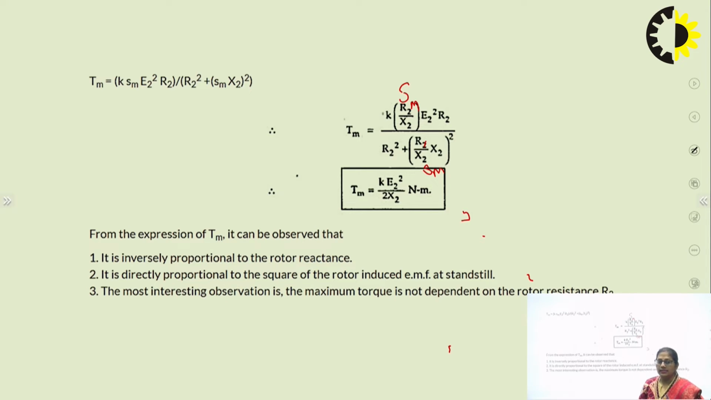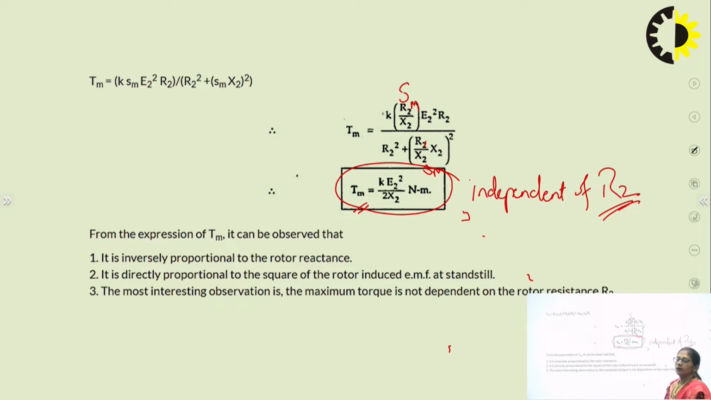Just once again, see this equation very nicely. If I see this equation very minutely, it is very clear that in this expression, there is no term called R2. That means that the maximum torque is independent of rotor resistance, right? Whether we increase it or decrease it, the maximum torque that can be produced by an induction motor is independent of this, right?